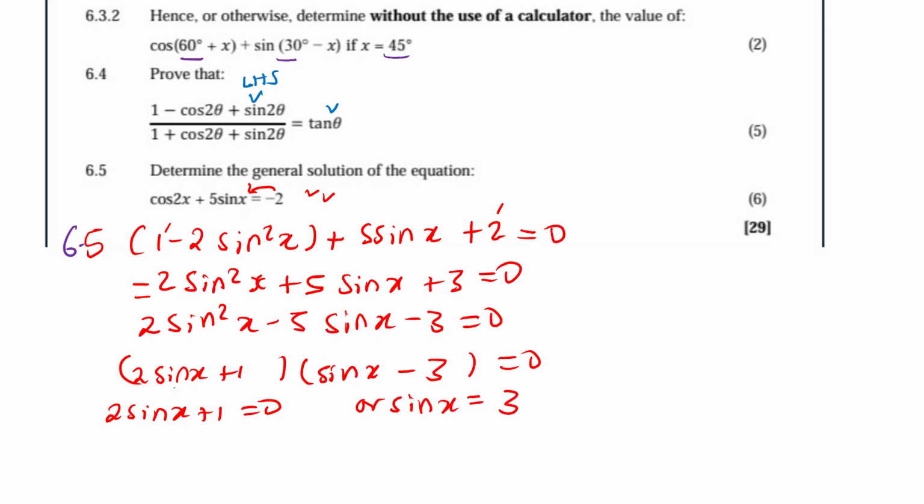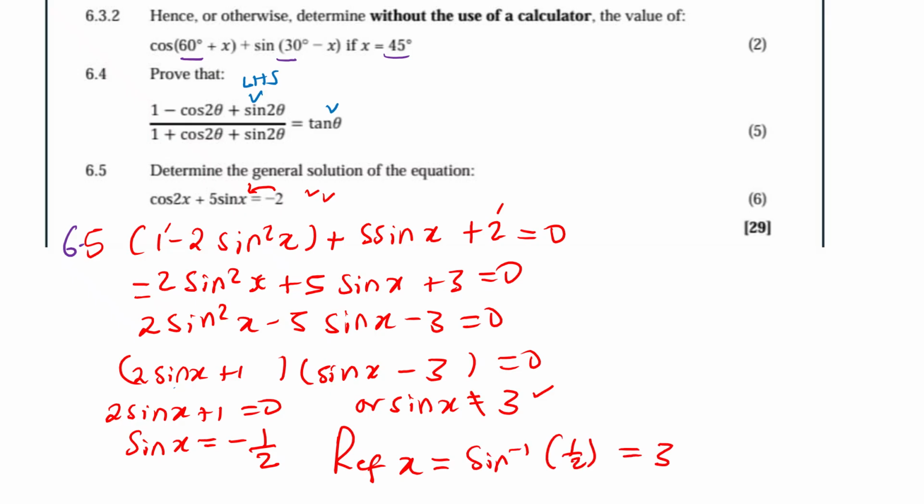It is equal to 3 because sine x minus 3 is equal to 0, so I will transpose this minus 3 to the other side to become a positive. But now our sine x cannot be equal to 3. Therefore, now we can say sine x is equal to negative 1 over 2. Very good. Therefore, now the reference angle, right? So x is equal to sine inverse 1 over 2, which is equal to 30 degrees.